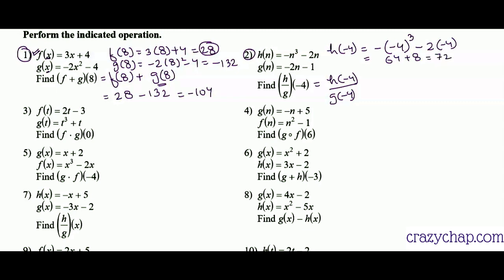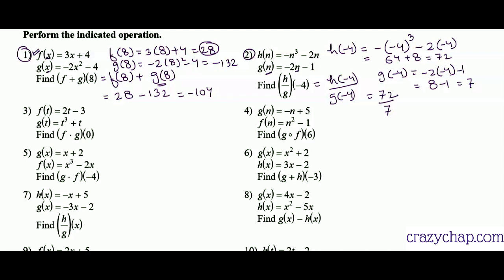Then we find g of minus 4. So g(minus 4) is negative 2 times negative 4 minus 1. In place of n, I am putting minus 4 now to find g(minus 4). So we get 8 minus 1, which is 7. So my answer is h(minus 4), which is 72, divided by g(minus 4), which is 7. Right? Okay.